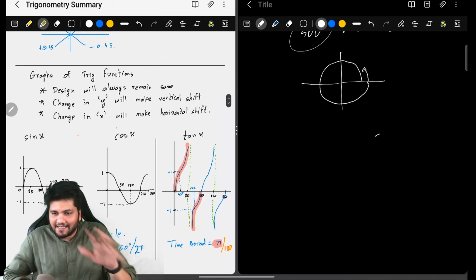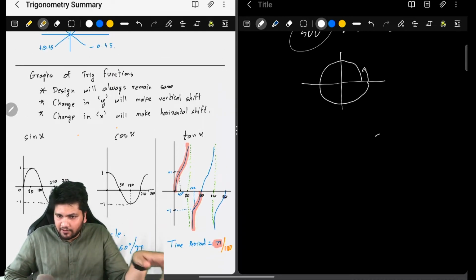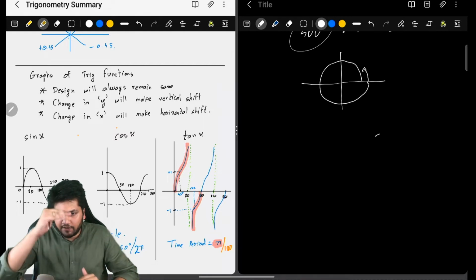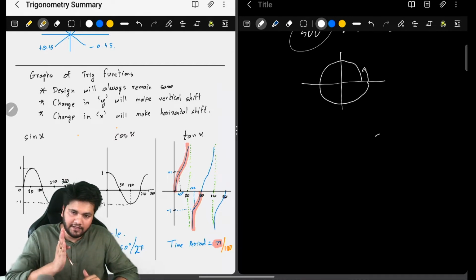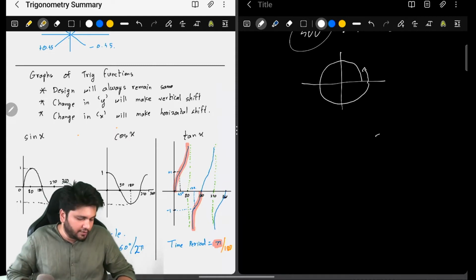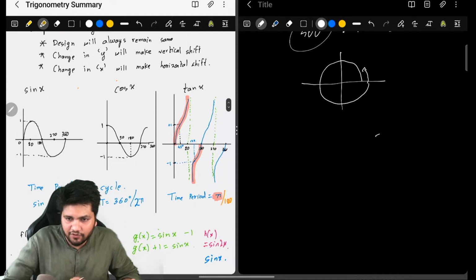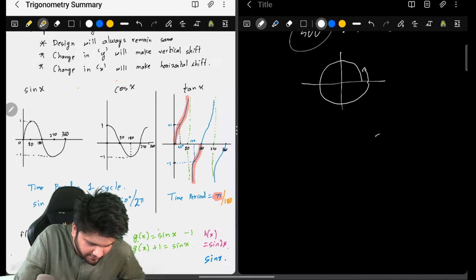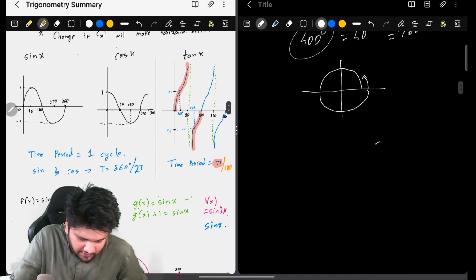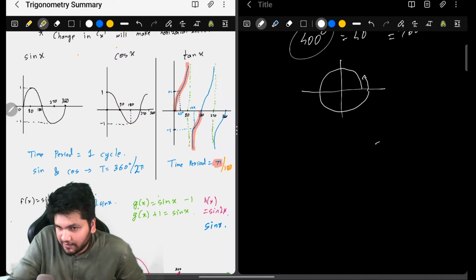So see, the design will always remain the same, be it sine, cos, tan. At the end of the day, there will be differences with respect to amplitude, like how huge it is, how wide it is, or how it is shifted up or down. There is a horizontal shift as well, left side, right side, but you don't have it, so don't need to worry about it. Now for example, sine x is always going to be like this. It will start from 0, 90 degrees 1, then 180 degrees 0, and then like this 270, 360. Then cos will start from 1, and the design is just like sine, sort of like that only.